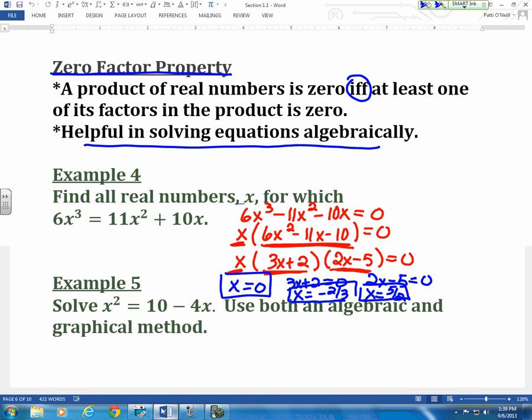If you have any questions about that, feel free to bring them into class with you, please, because we need to make sure everyone has definitely mastered this idea. Example 5 says solve x squared equals 10 minus 4x and to use both an algebraic and a graphical method. It's a quadratic, so I'm going to approach the algebraic first. X squared plus 4x minus 10 equals 0. I'm going to set it up in descending order, setting it equal to 0.